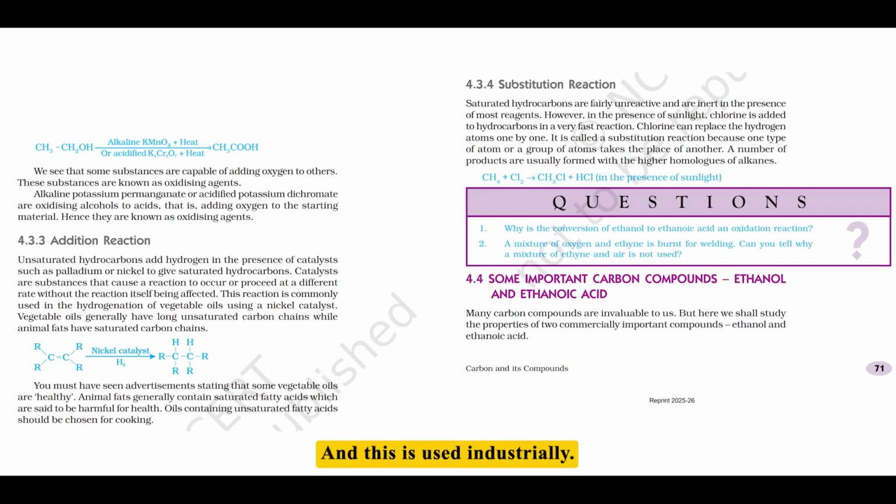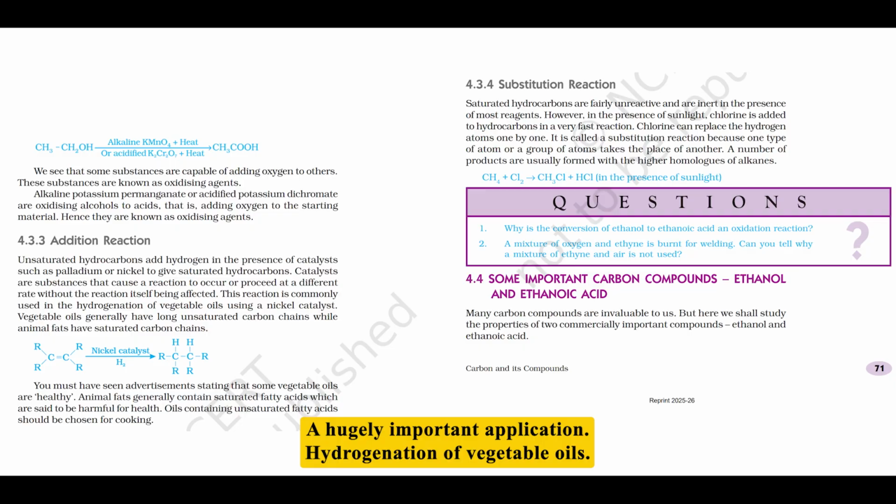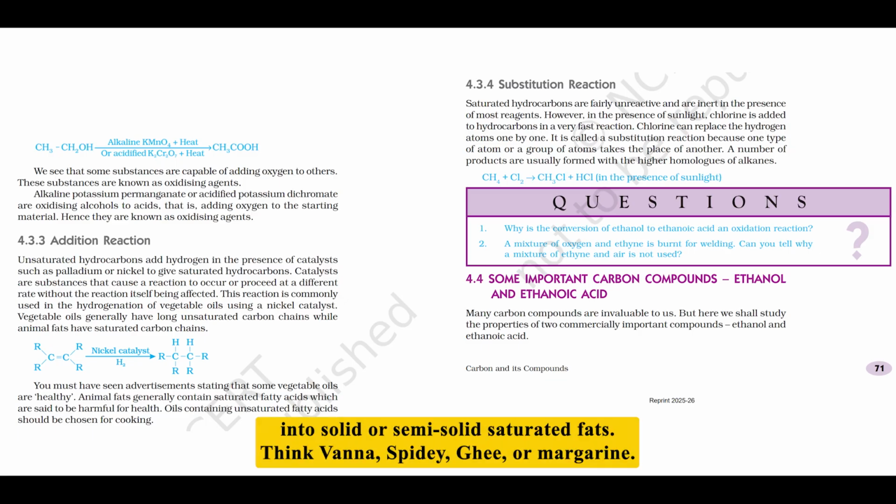And this is used industrially. A hugely important application: hydrogenation of vegetable oils. Vegetable oils like sunflower and soy are typically liquids because they have unsaturated fatty acid chains with double bonds. Healthier oils, usually. Generally considered so. Animal fats are usually saturated, single bonds only, and solid. Hydrogenation uses hydrogen and a nickel catalyst to convert those liquid unsaturated oils into solid or semi-solid saturated fats. Think vanaspati ghee, or margarine.